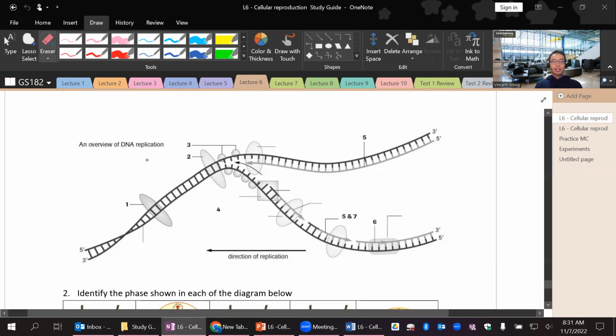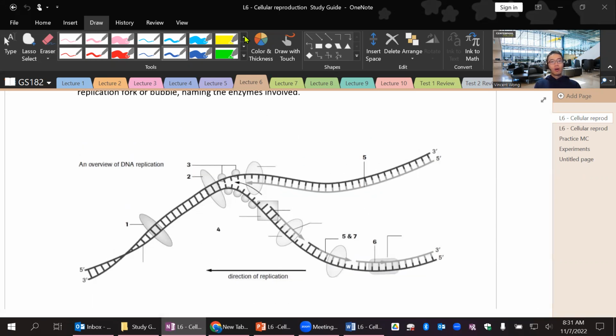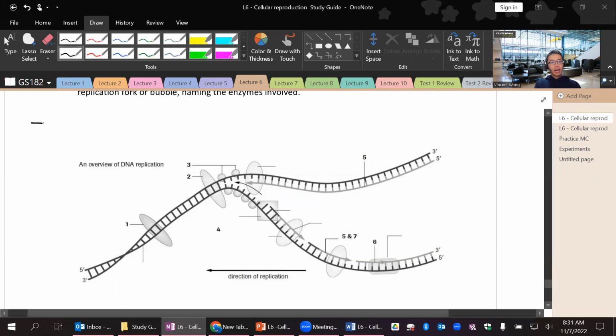But first, let's summarize everything that we've learned up to this point. So here we have two strands of DNA, and we are looking at a replication fork, which is one side of the replication bubble, right? So you might remember we have this bubble right here, and one of it is going to be 5' to 3', and then the other one is, of course, anti-parallel, and we are focusing on one side of the replication fork.